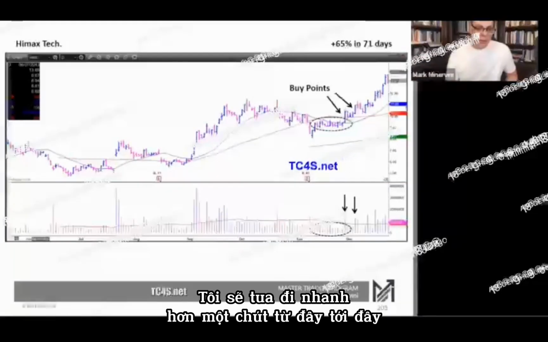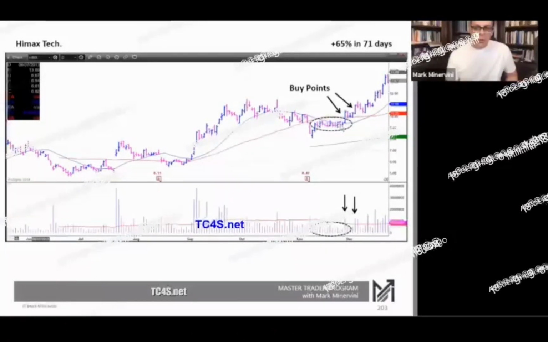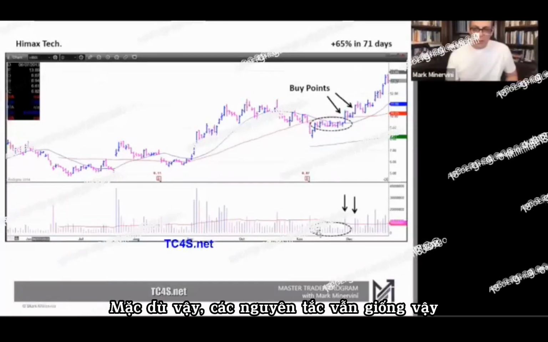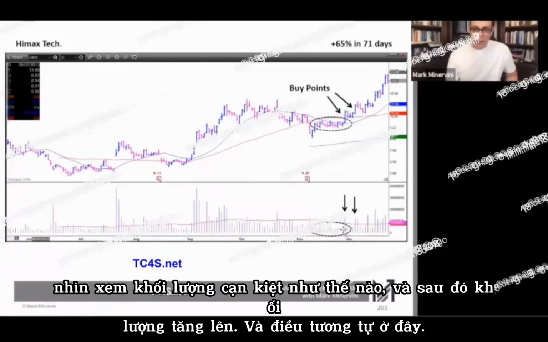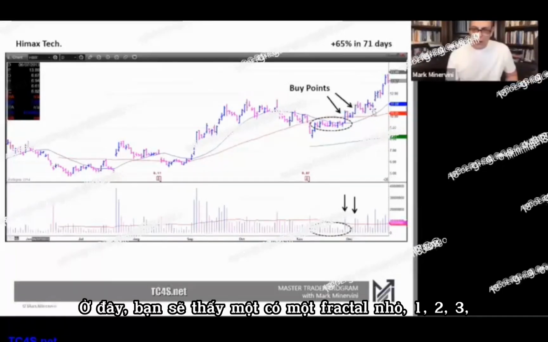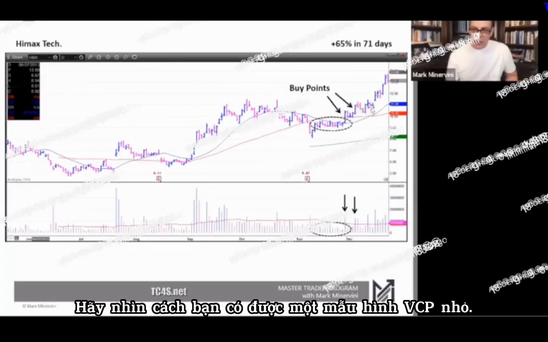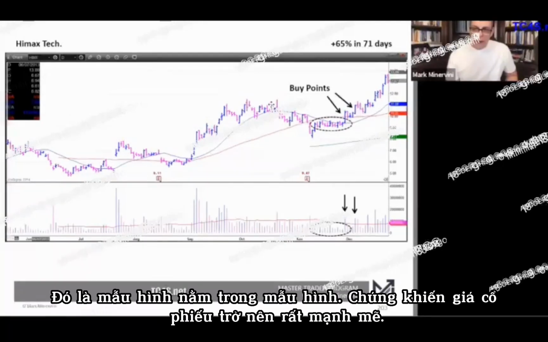Sometimes I'm going to fast forward just over one here to just here. Sometimes they're more creative too. This is a real creative low cheat. And again, same principles though. The volume, see how it dries up, and then the volume comes in. And same thing here, you tighten up a bit, volume comes down, you get the 1-2 punch, right over here where you get a little mini fractal, 1, 2, 3, 4, 5, 6, 7, 8, 9 days. Even on a 9-day time frame, look how you get a little VCP. Those are fractals, patterns within patterns. That's what makes it so strong.